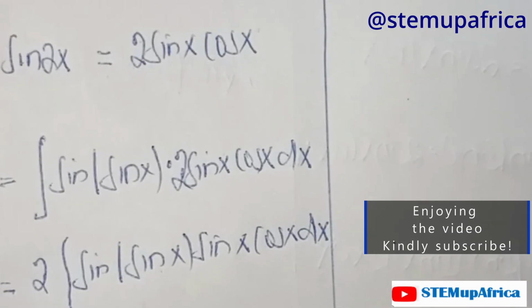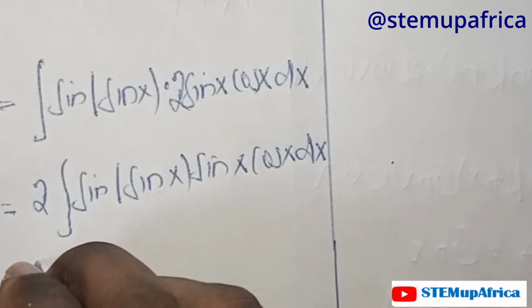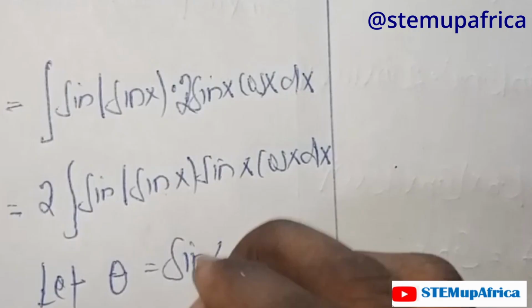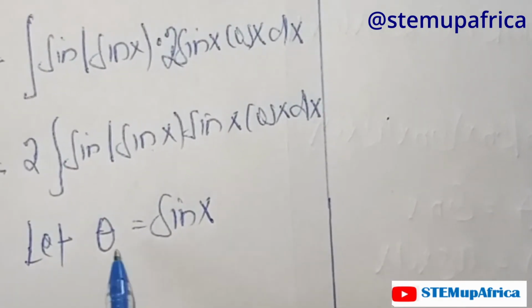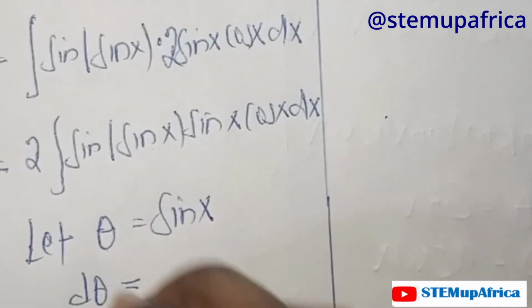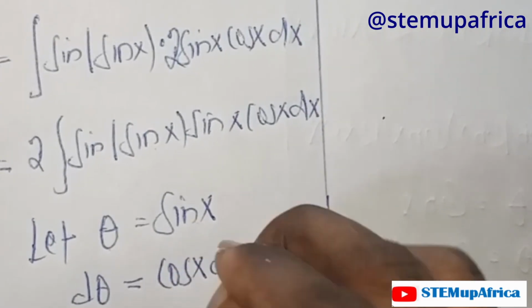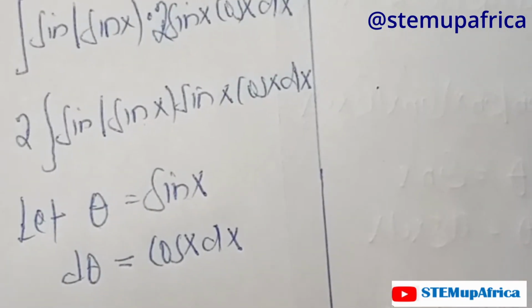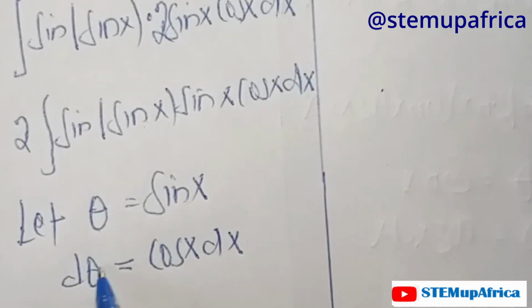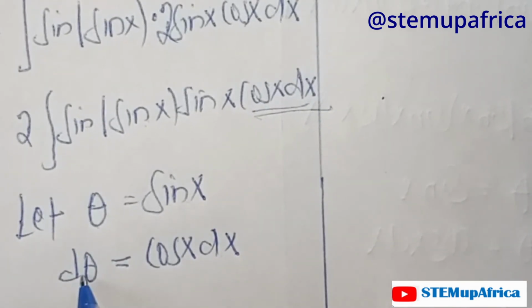So let's represent sin x by a variable so that we condense the expression. Let theta equal sin x. So I will differentiate theta with respect to x. I'm going to have d theta equals, if I differentiate sin x, cos x dx. So let's substitute what we represented back into the original expression. In place of sin x, I'm putting theta. In place of cos x dx, I will put d theta.